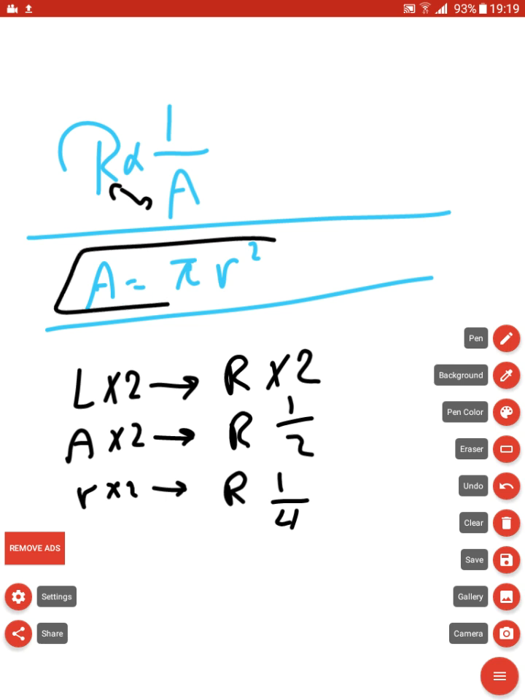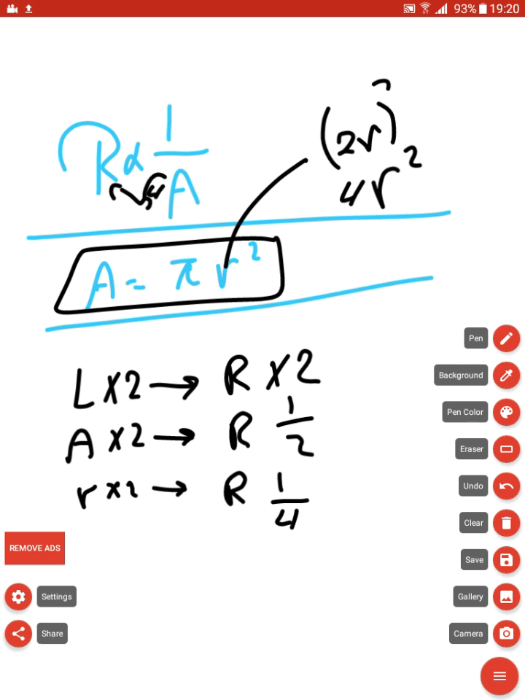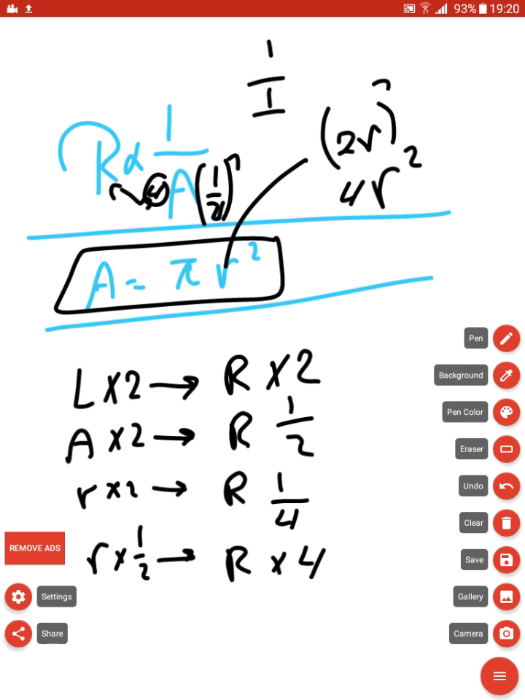Because area equals pi r squared. So if the radius doubles, 2r, and we have a squared value, it is 4 pi r squared. So we have 4 times the area, so the resistance will be 1/4 of its value. And if the radius is halved, the resistance will be 4 times its value. Why? Because when the radius is halved, we square it, so it's 1/4. 1 divided by 1/4 is equal to 4.